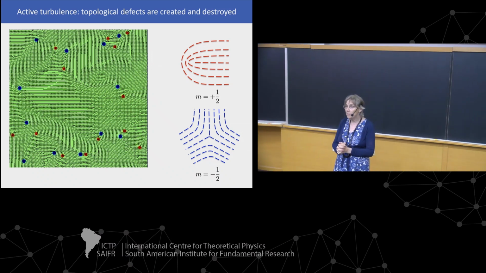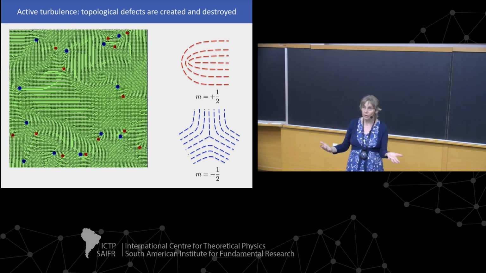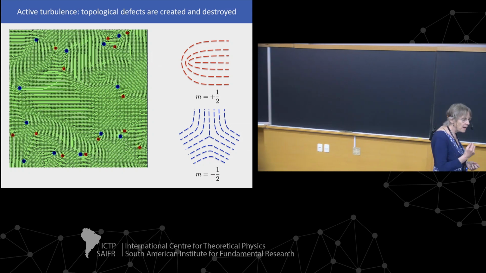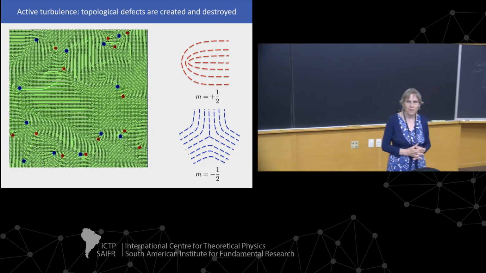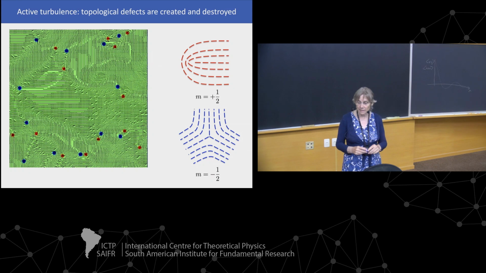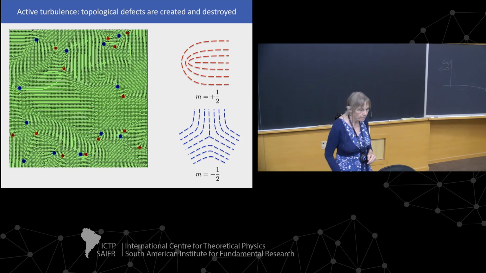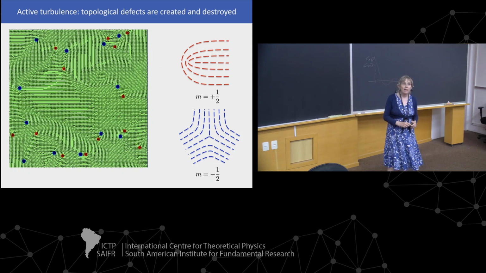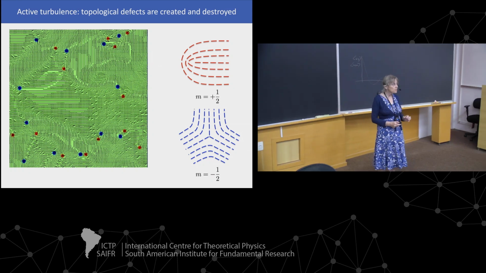So in active turbulence, you have a gas of topological defects which are continually being created and destroyed. And the number of defects gets larger as the activity goes up. So that is very much an active thing. It makes them different from passive liquid crystals. The plus and minus a half defects are pushed around by the flow field, but also they're self-motile.